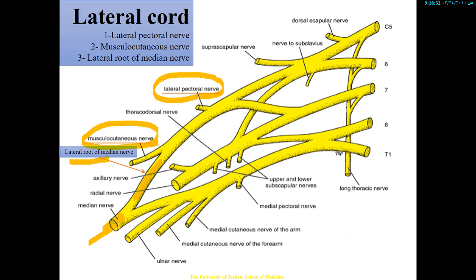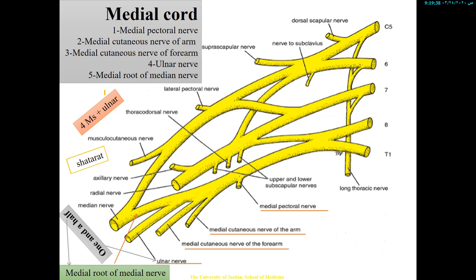This is the median nerve. The median nerve is made out of two roots: the lateral root coming from the lateral cord of the brachial plexus, and the medial root coming from the medial cord of the brachial plexus. So when we name the branches of the lateral cord, it should be clear that it gives off the lateral pectoral nerve, that is the first one. The second one is the musculocutaneous nerve, and it contributes to the median nerve. So it gives off 2.5 nerves: lateral pectoral plus musculocutaneous nerves, and half, the lateral root of the median nerve. We need to understand that the most important terminal branch here is the musculocutaneous nerve.